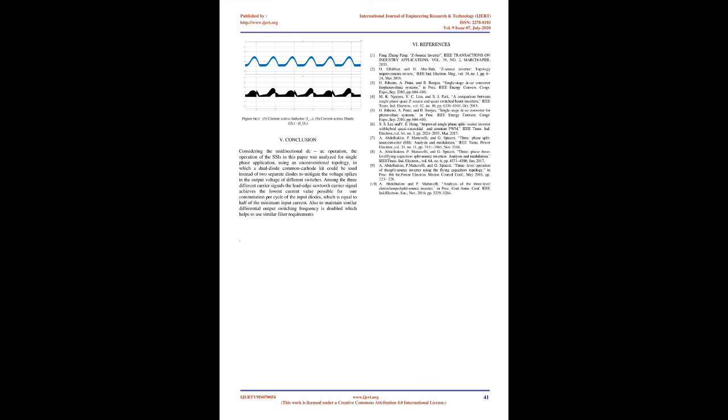V. Conclusion. Considering the unidirectional DC-AC operation, the operation of the SSIs in this paper was analyzed for single-phase application, using an unconventional topology, in which a dual diode common cathode kit could be used instead of 2 separate diodes to mitigate the voltage spikes in the output voltage of different switches. Among the 3 different carrier signals, the lead edge sawtooth carrier signal achieves the lowest current value possible for 1 commutation per cycle of the input diodes, which is equal to half of the minimum input current. Also, to maintain a similar differential output, the switching frequency is doubled, which helps to use similar filter requirements.